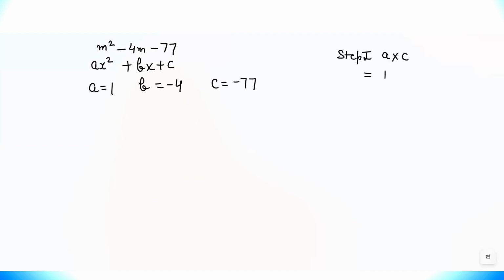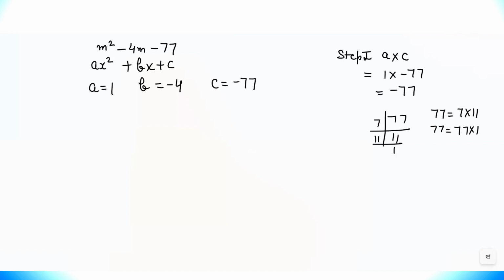In this equation also, we will first compare it with ax squared plus bx plus c, where the value of a is 1, the value of b is minus 4, and the value of c is minus 77. So the first step is we have to multiply a with c. So I'll get 1 into minus 77, which is equal to minus 77. Now I have to make the factors of 77. I will get 7 and 11, and 11 and 1. So 77 can be written as 7 into 11, or as 77 into 1.